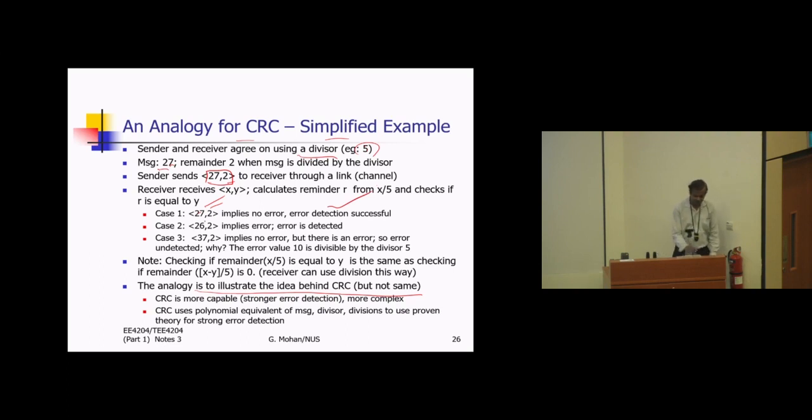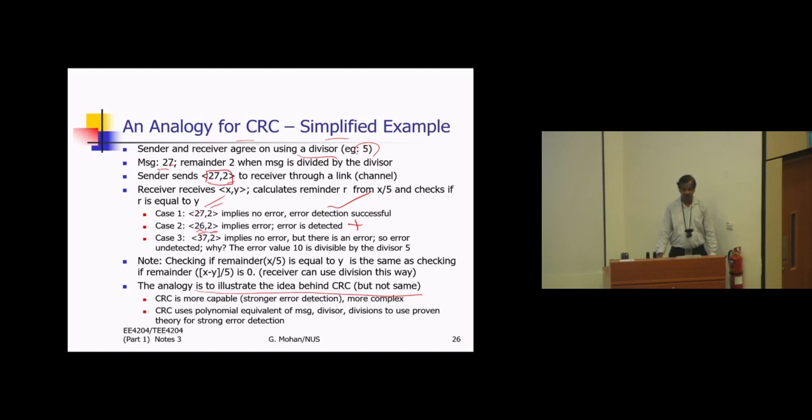Let's say it receives 26, 2, because some bit is changed during the propagation. The receiver will divide 26 by 5, and it gets remainder 1, which is not the same as 2. So this is not a good frame, it's a bad frame. Error is detected, right?